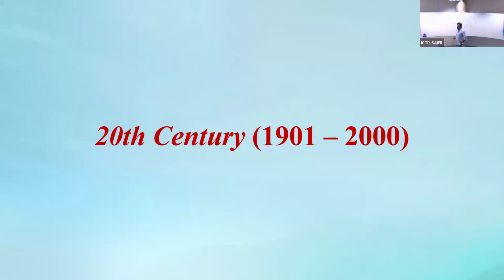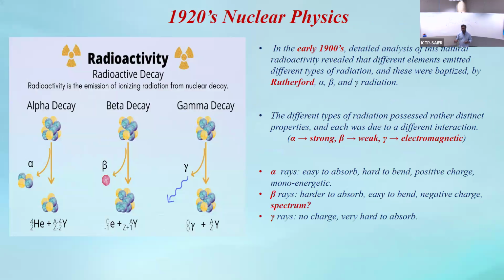And then it comes to the 20th century. This is the end which started all these developments of radioactivity and so on, and nuclear physics during those times was quite popular. As I mentioned, in the early 1900s, detailed analysis of natural radioactivity revealed that different elements emitted different types of radiation, say alpha, beta, gamma. All these three radiations are sensitive to three different forces: alpha strong, beta weak, and gamma electromagnetic. And they have different characteristics.